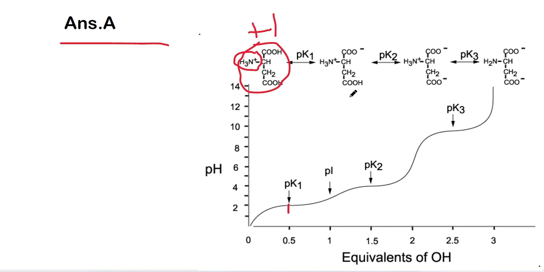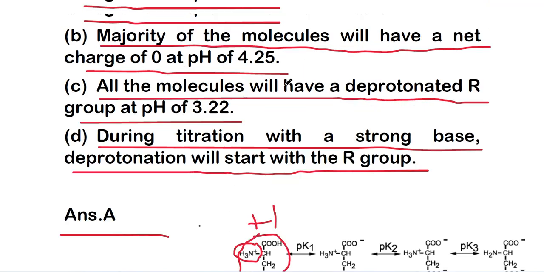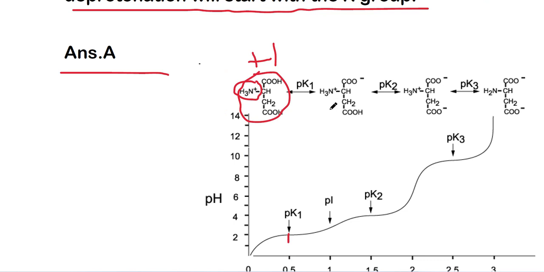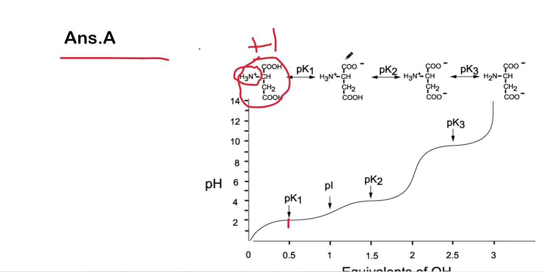Now next, at 4.25, they deprotonate, they release their hydrogen from the first COOH group. So here the net charge is 0, that is one negative group, one positive charge. So net charge is 0. Here the amino acid is present in its zwitterionic form or isoelectric form. So that is the pKr value. Okay, so that is the 4.25.